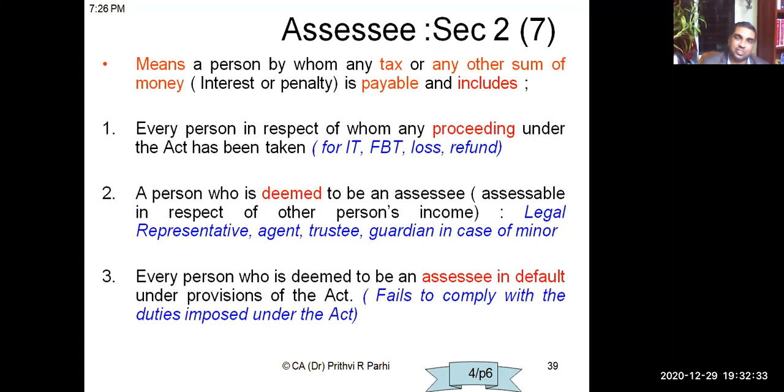So now we have understood assessee means a person from whom any tax is payable or any penalty or interest is payable, or against whom any proceeding is going on, or if he is a deemed assessee or he is an assessee in default. So these are the people who can be called an assessee.